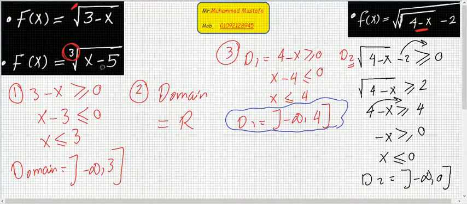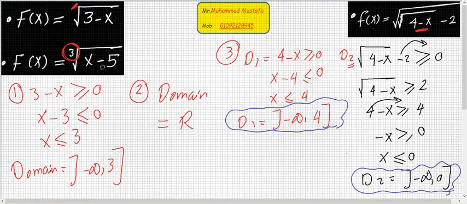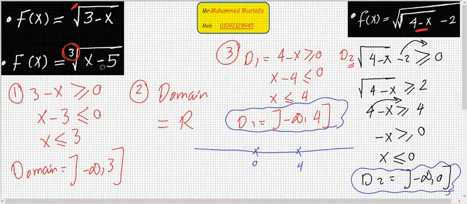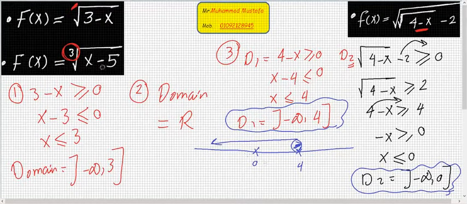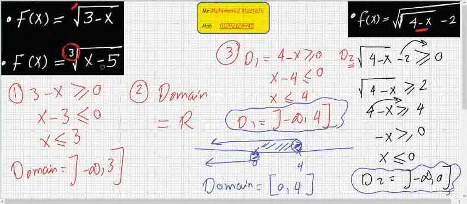and this is D2. To find the domain of the function, we find their intersection. We can use the number line: negative infinity to 4, and negative infinity to 0. Here 0, and here 4. From negative infinity to 4 closed, and negative infinity to 0 also closed, their intersection is at this interval. Then the domain of the function equals from 0 closed to 4 closed.